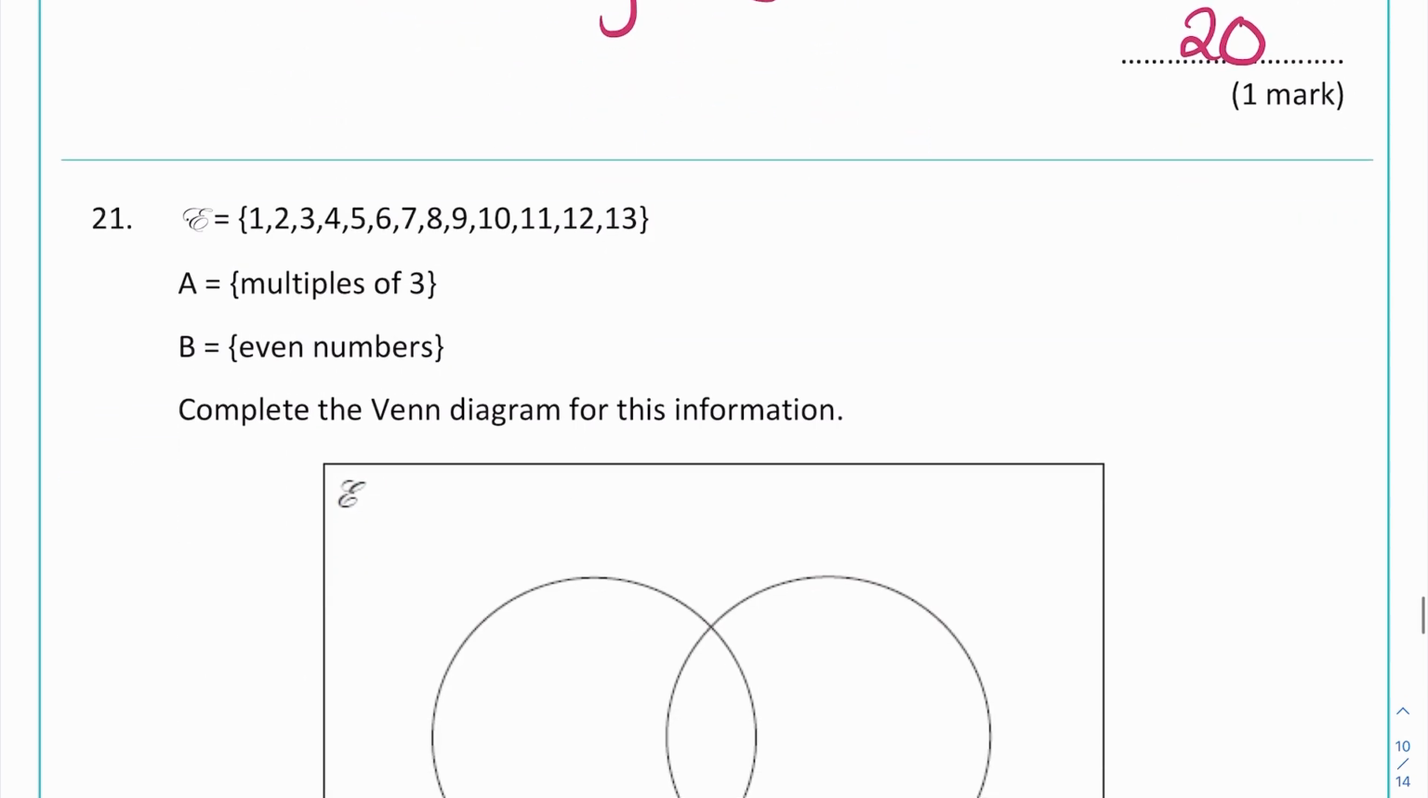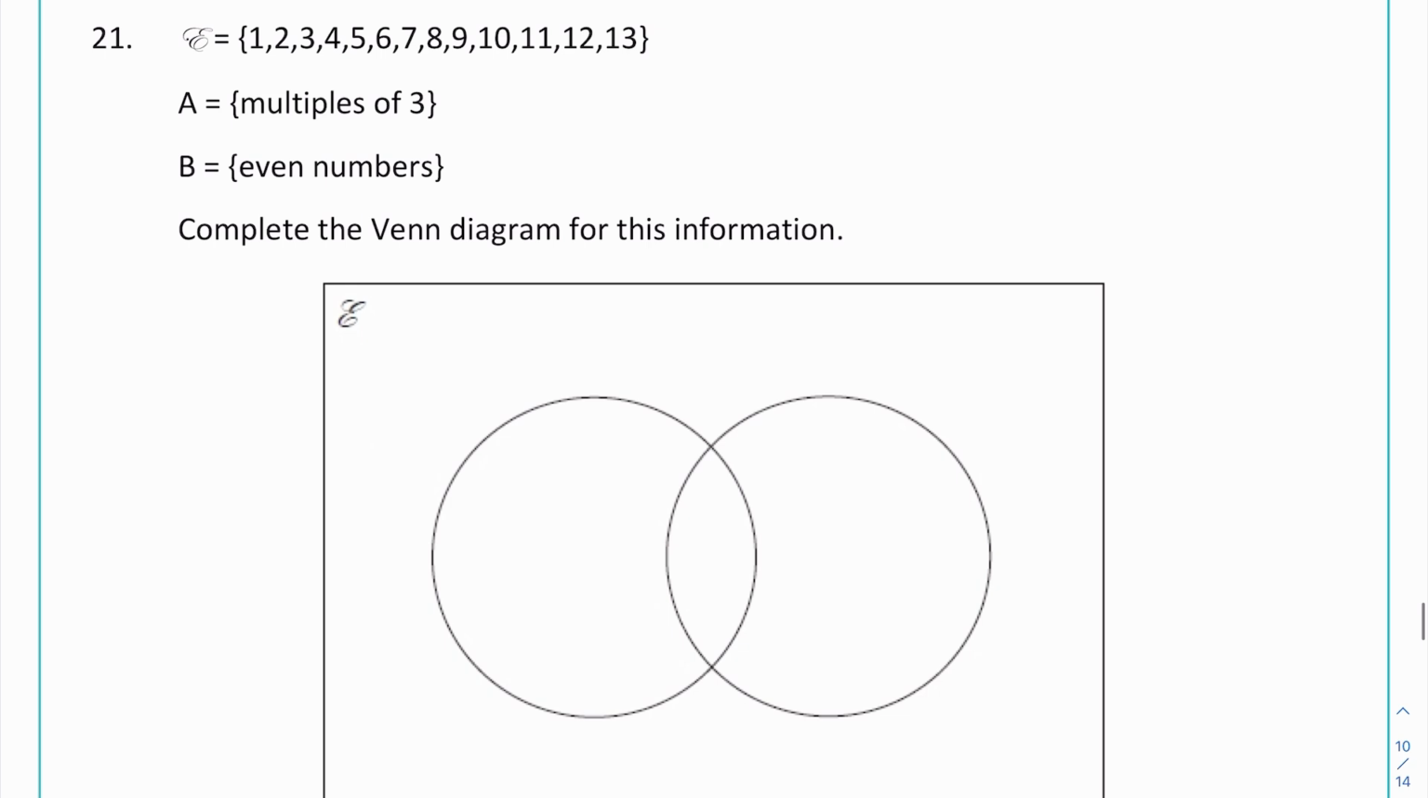Okay, on to question 21, and we have a Venn diagram. So it says here all the numbers in the set are 1 to 13, and just count them, make sure there's none missing. 1, 2, 3, 4, 5, 6, 7, 8, 9, 10, 11, 12, 13. Yes, so it's all the numbers there. A is multiples of 3 and B is the even numbers. Complete the Venn diagram. I'm going to start by labelling this A and B to start with.